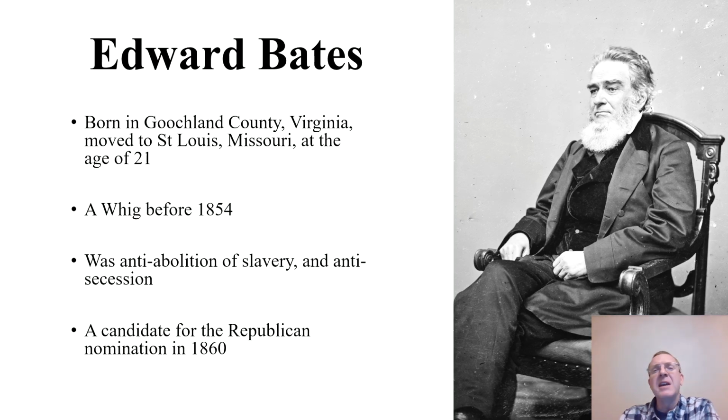Edward Bates, actually from Goochland County, Virginia, just west of Richmond, Virginia. But he will move to St. Louis at a relatively early age of 21, and he was a member of the Whig Party, all the way until 1854 when he joins the Republican Party. And of course, remember the Republican Party was formed in 1854, and he was not in favor of the abolition of slavery. Now, that is interesting. A Republican who was against the abolition of slavery.